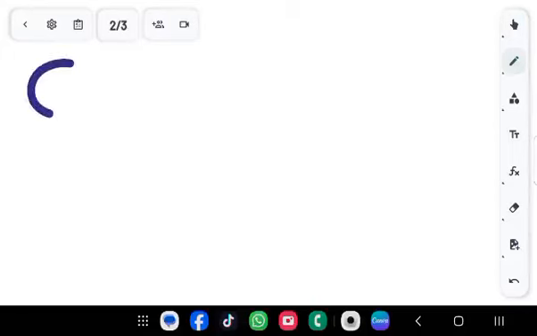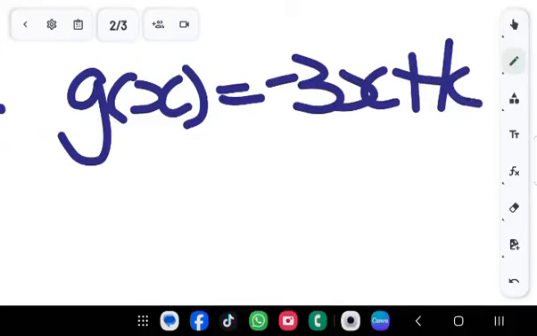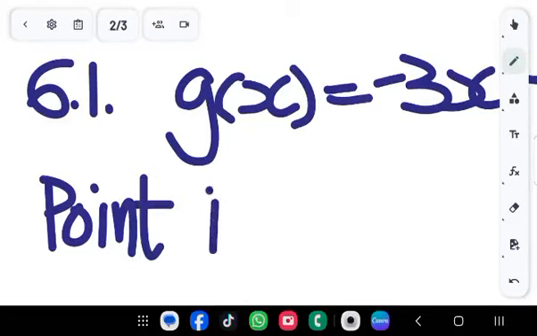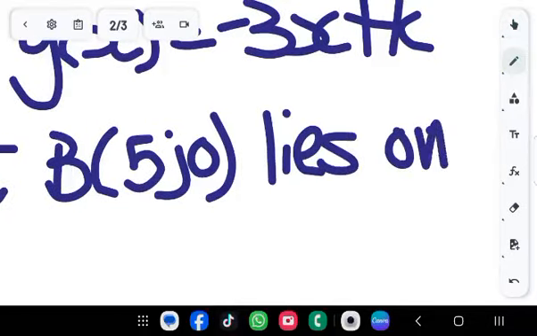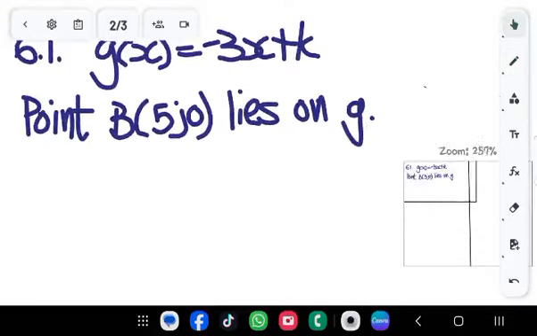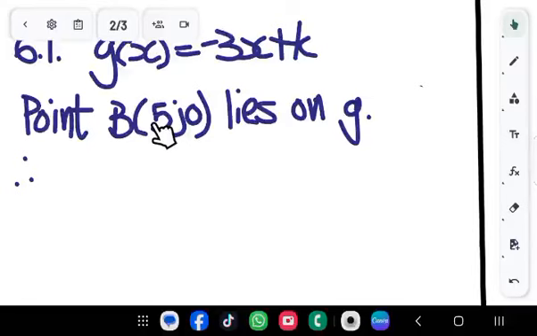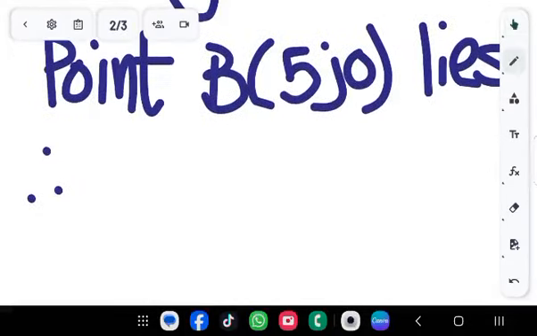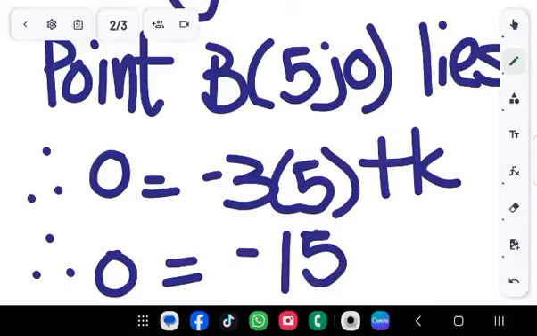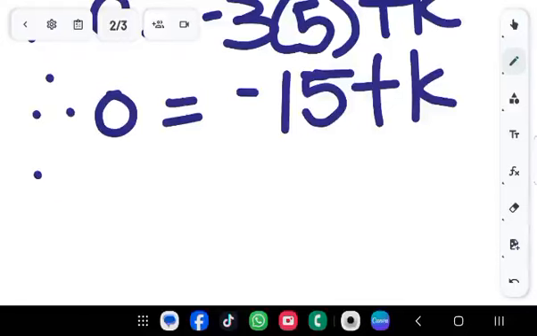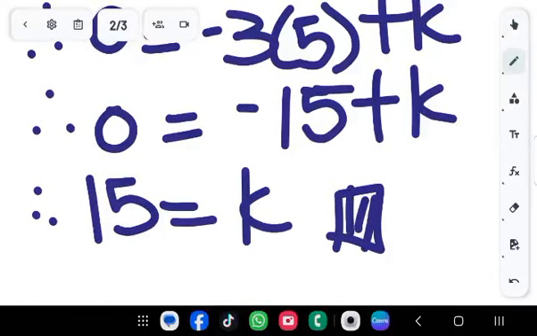So that's what we do. 6.1. First, write the equation of the straight line, which is minus 3x plus k. Then we go to point B, where the coordinates 5, 0 lie on G. It lies on G, therefore we substitute. Wherever there is x, you substitute the x coordinate of the point, and wherever there is y, you substitute the y coordinate. So 0 equals negative 3 in bracket 5 plus k. That is minus 15 plus k. Now take everything that is not k to the left hand side, so we make k the subject of the formula, and this is what we have as an answer. That is the value of k.